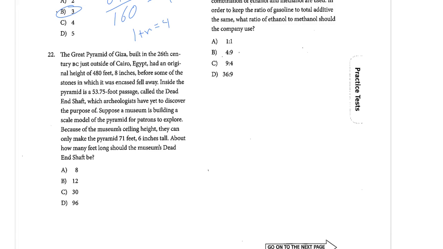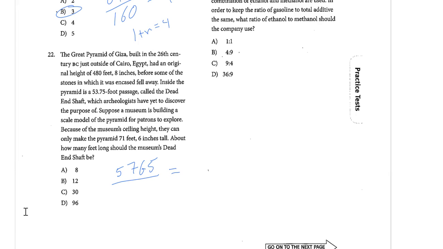So if we're going to work with a common unit here, we have some feet-inch combos, so we're just going to convert everything to inches. I'm going to think about my first fraction, my proportion, being the real passage length. So if we go ahead and think about converting these, right? So we have 480 feet, 8 inches. If I do 480 times 12, calculator, 5,760, plus that 5, that's going to give me 5,765 inches. So let's go ahead and just throw that on top. So that's going to be the actual height of our pyramid there.